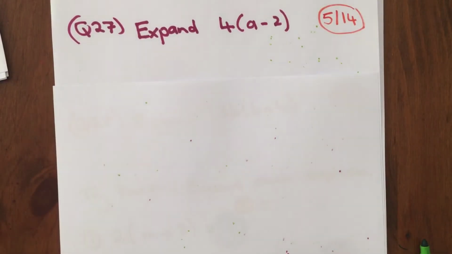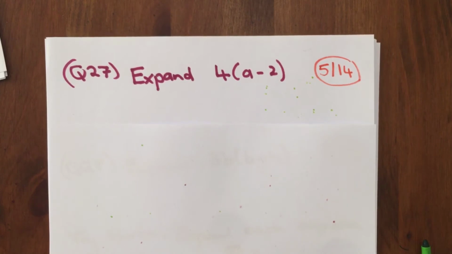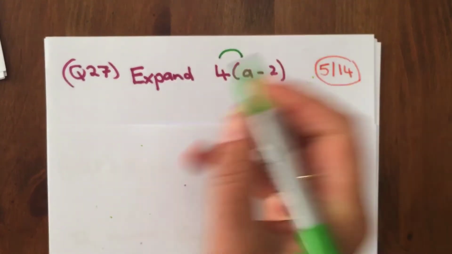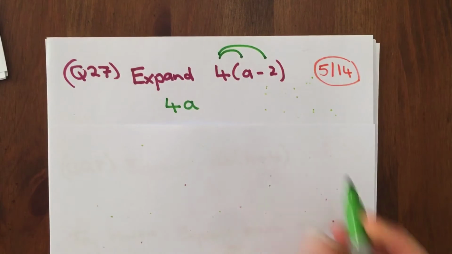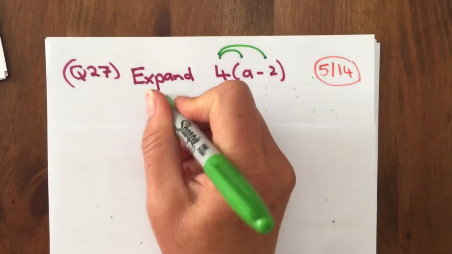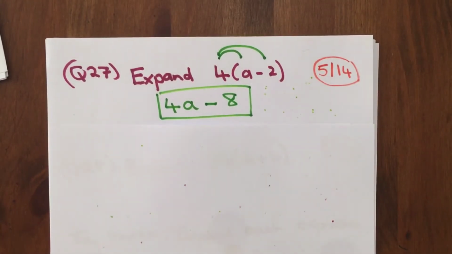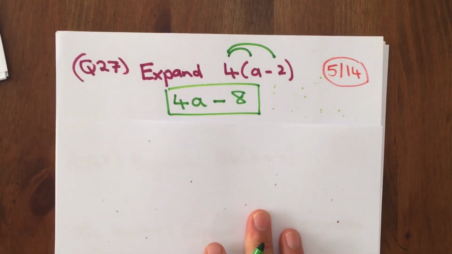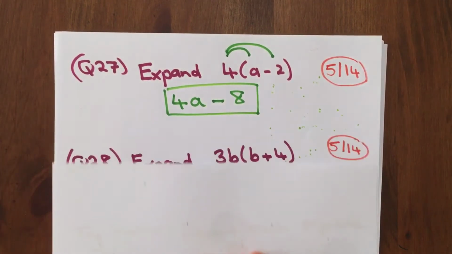Okay, next, what else did you guys struggle with? Question 27. Only 5 got this correct. Well done to those 5. Expanding out brackets. 4 times a, 4a. 4 times negative 2, negative 8. You times the 4 with everything inside the brackets. I know expanding has been a real problem for a lot of you during the work that I've been setting.